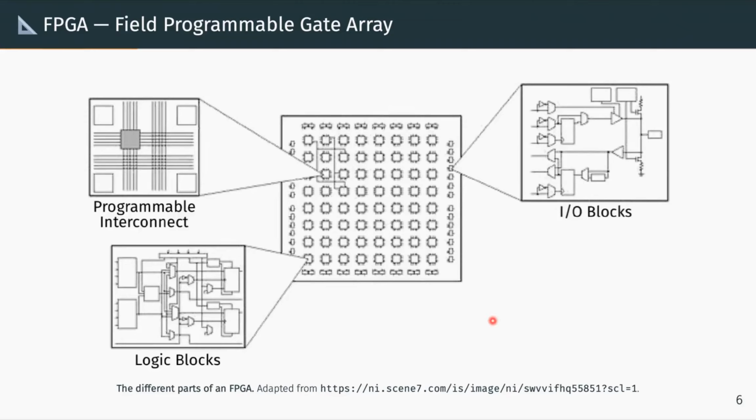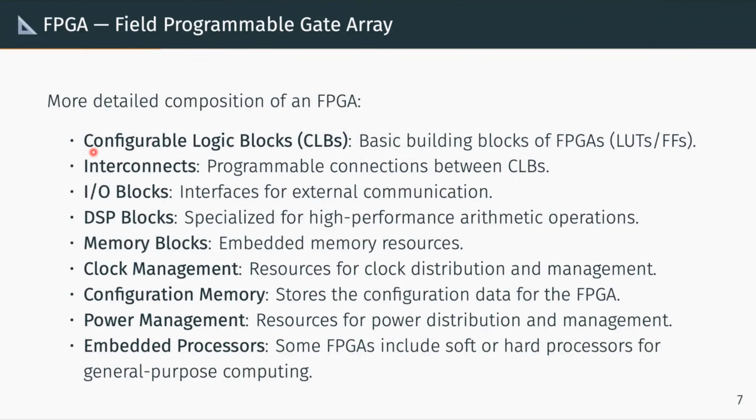Okay, I see. And here I put a list of more things on the FPGA. So configurable logic blocks and interconnect, IO blocks. There are also DSP blocks that specialize in high performance arithmetic operations. So multiplication can be done with DSP blocks with very low latency. This kind of thing is especially built into the FPGA. Because these operations are used a lot, we do not need to use LUTs or flip-flops to create such logic, and we can directly use this.